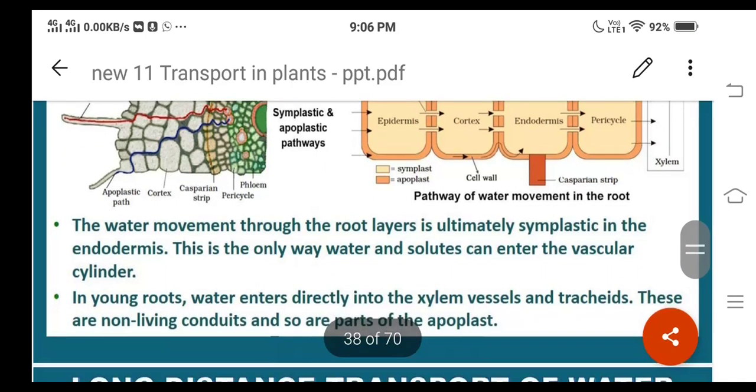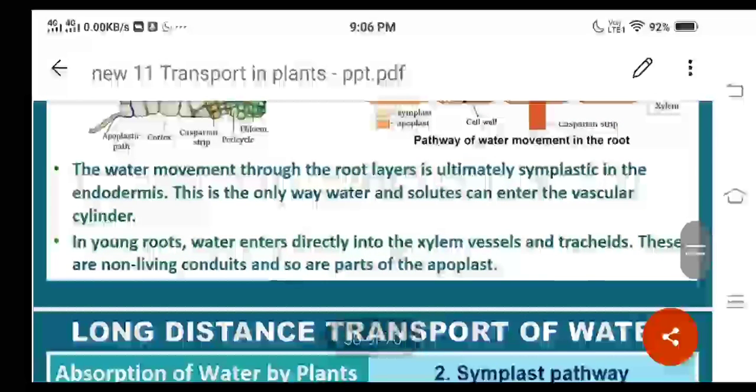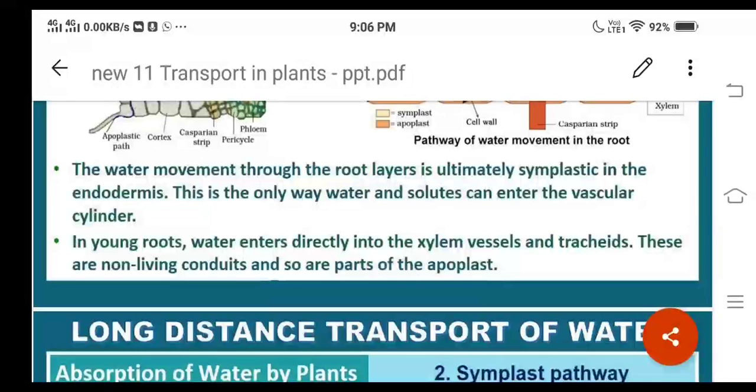In young roots, water enters directly into the xylem vessels and tracheids. In very young roots the water can directly enter the xylem vessels and the tracheids. Vessels and tracheids are both called tracheary elements. These are non-living conduits and so parts of the apoplast. When we consider them, xylem vessels and tracheids are parts of the apoplast only.